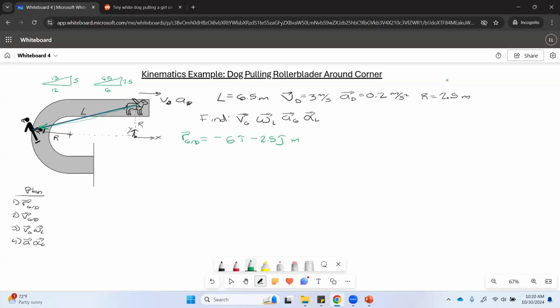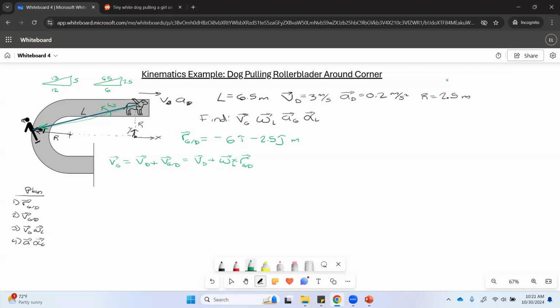So now for velocity. Velocity of the girl equals velocity of the dog plus velocity of girl with respect to dog. And so we'll have velocity of dog plus the omega cross R, where this is R of G with respect to D, and this is omega of the leash. Okay, and we're going to assume that omega is positive counterclockwise. So we'll say omega like that.